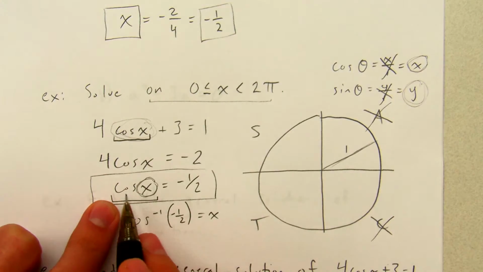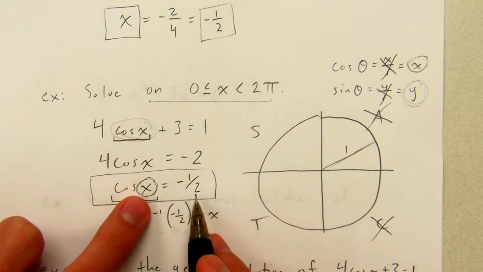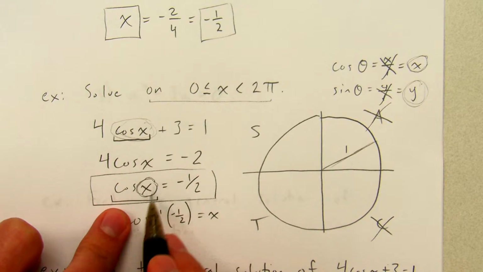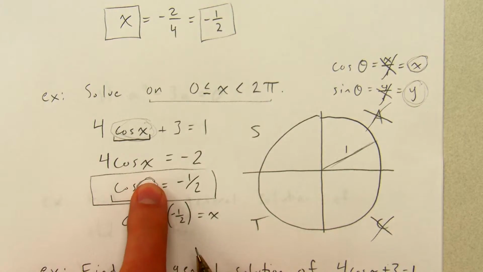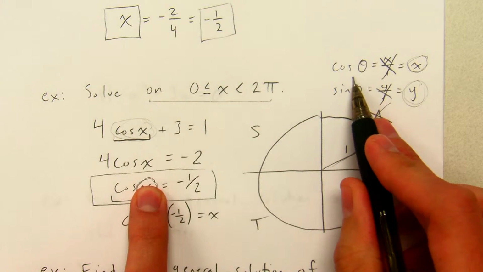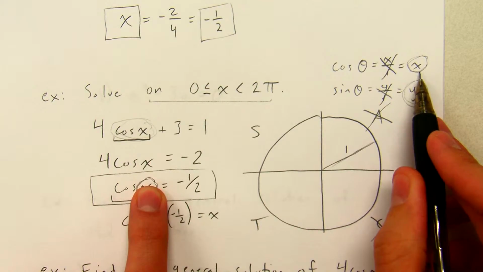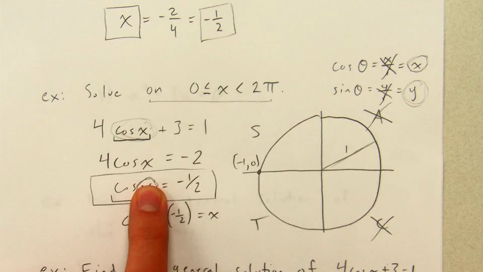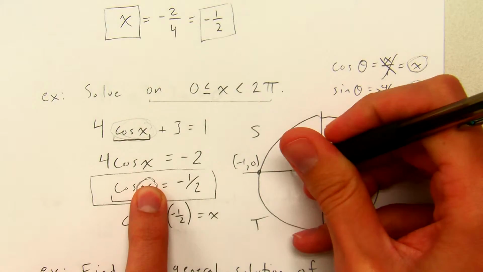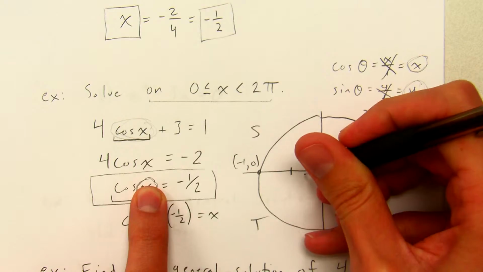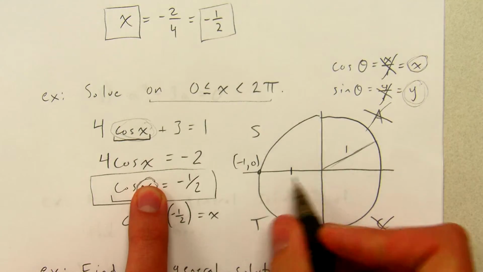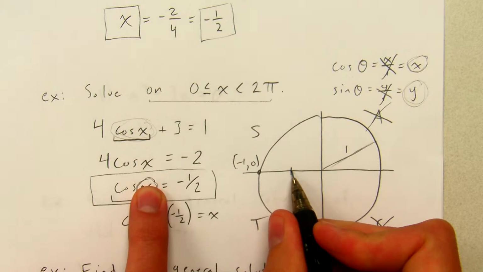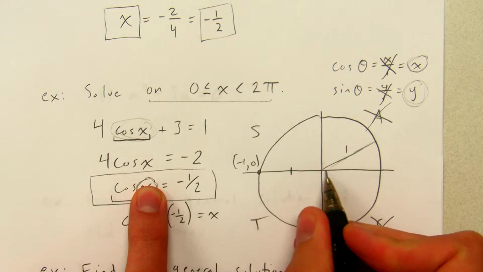I want to know where cosine is -1/2. Now, don't be confused by the fact that the variable is x. It could be any variable at all. Cosine of what angle equals -1/2? Well, cosine is x on the unit circle. If this is the point -1, 0, here's where x equals -1/2, right? This corresponds with x equals -1/2. What two angles have an x value here?